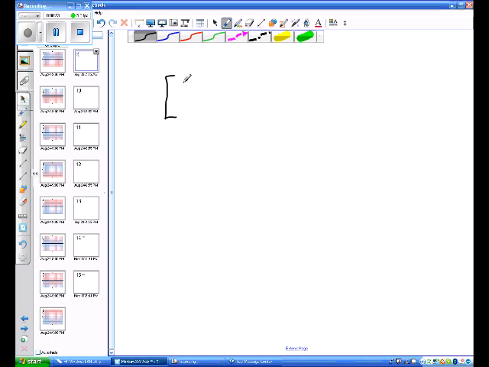So if we have a matrix, all that a matrix is, is an arrangement of rows and columns. A square matrix is where your number of rows and your number of columns are the same. So here we have a square matrix. We have 2 rows and 2 columns.